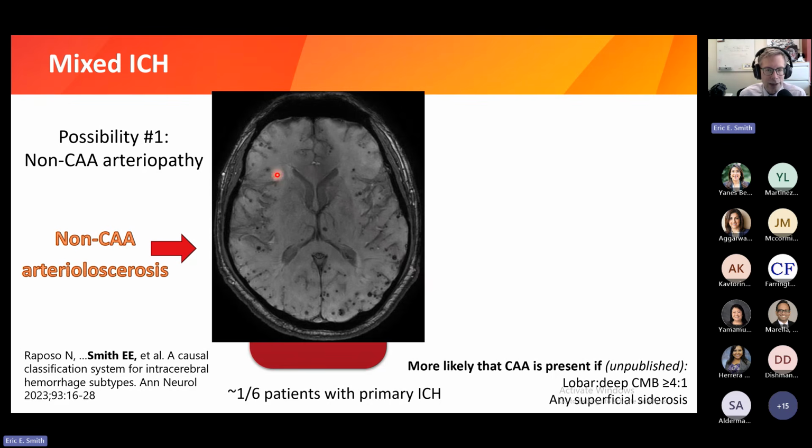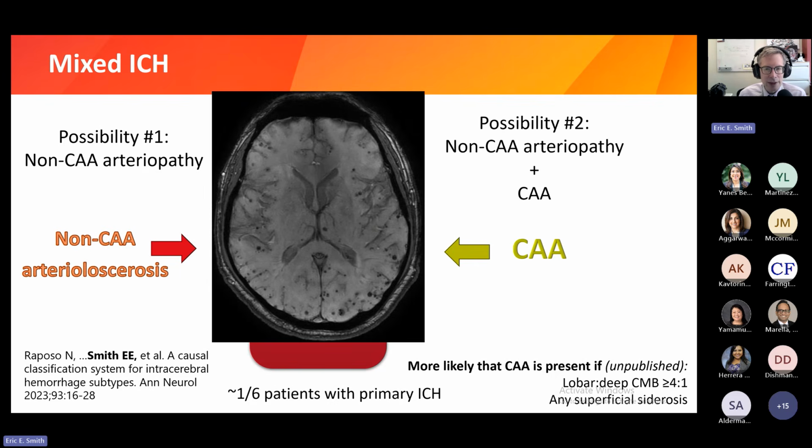Although when you see cases like this, where you see so many lobar bleeds and there's only 1 or 2 deep bleeds, it's kind of hard to believe that person doesn't have CAA. The other solution for mixed disease is that they have non-CAA arteriopathy, but they also have CAA. And so we'd like to be able to distinguish between the two. One of our ideas is maybe there's a role for those plasma markers that we discussed earlier.